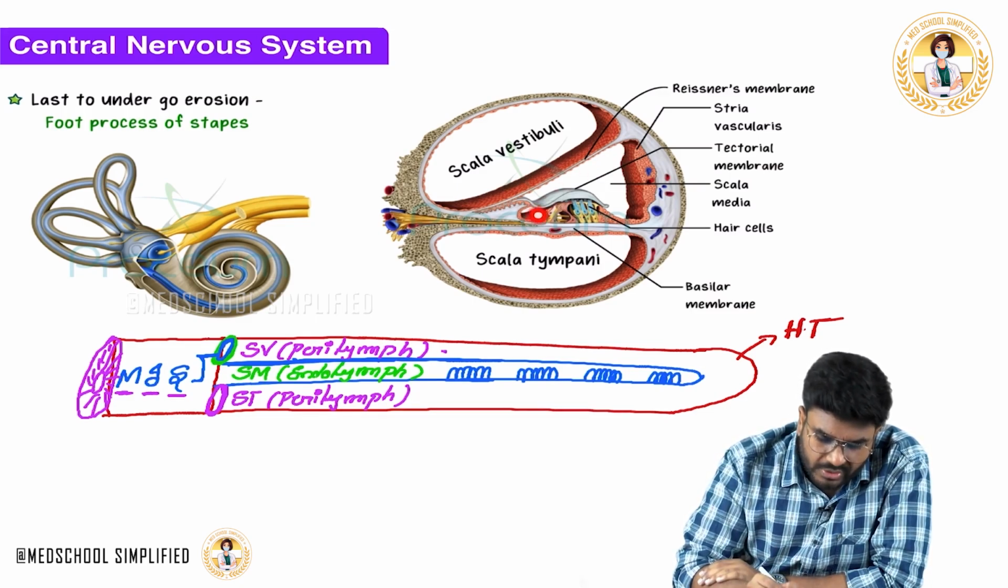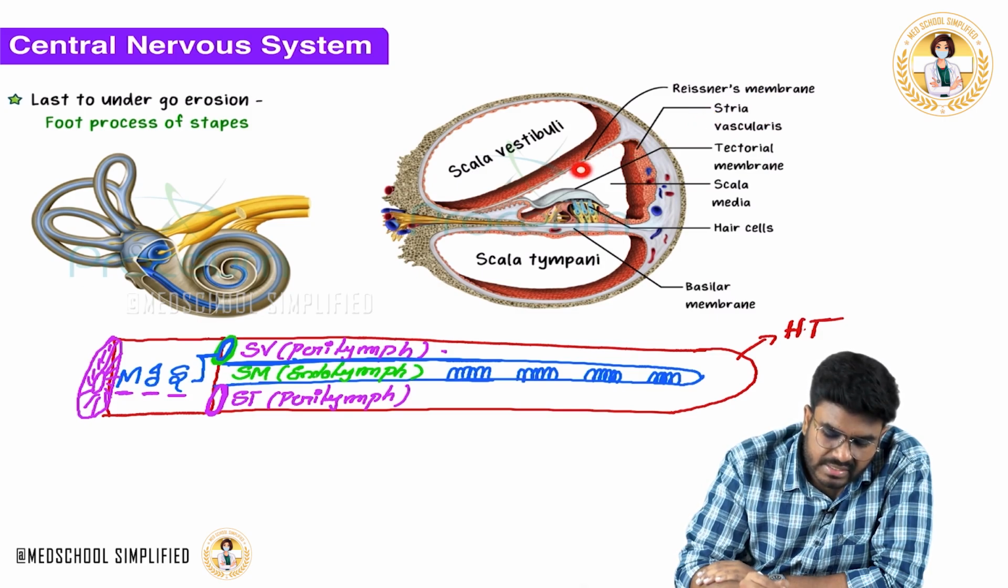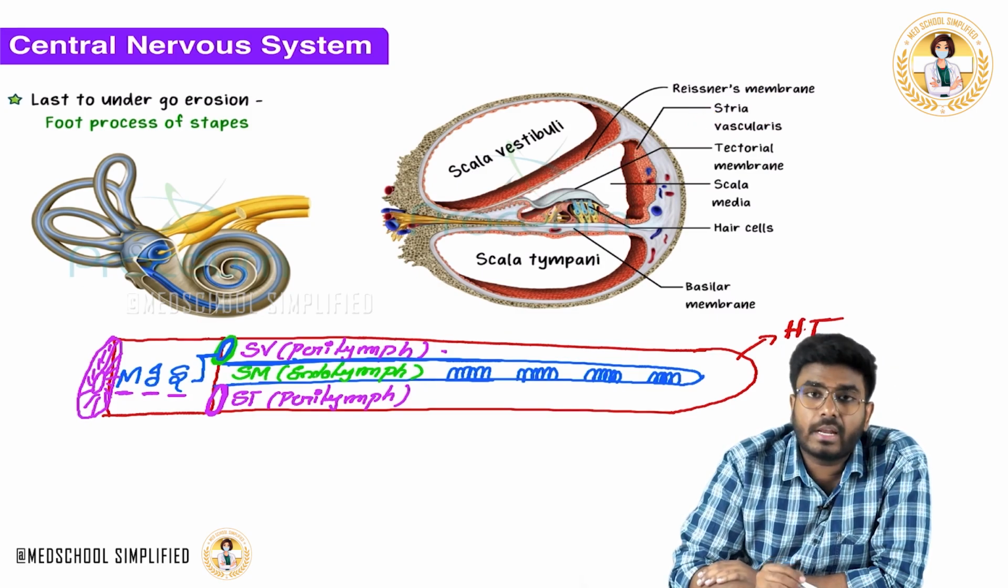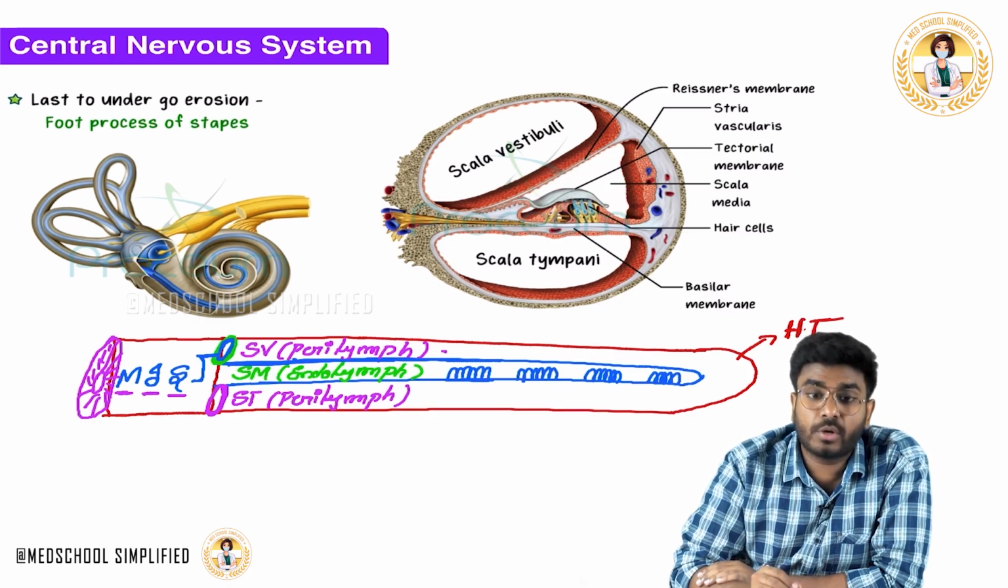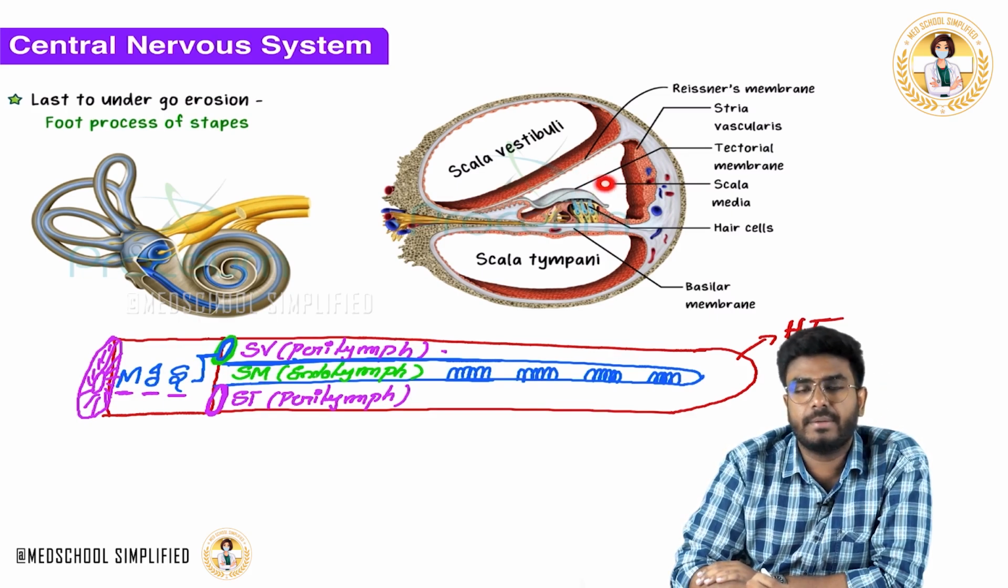Now, this endolymph is here, right? Questions that will come in your exam: this endolymph is secreted by a structure called the stria vascularis. This stria vascularis actually secretes the endolymph. And remember, this endolymph is rich in which ions? The endolymph which is present in scala media is rich in potassium ions. Lots and lots of potassium is there.